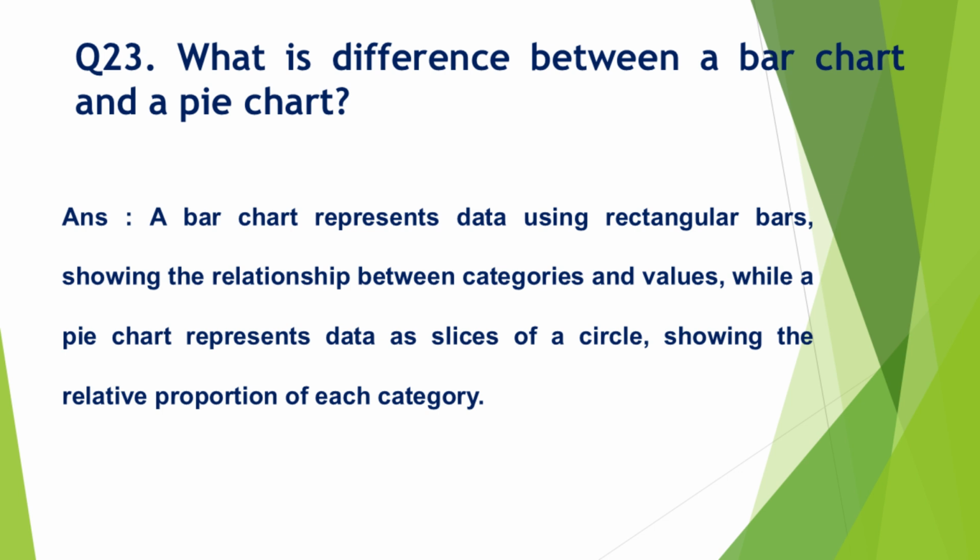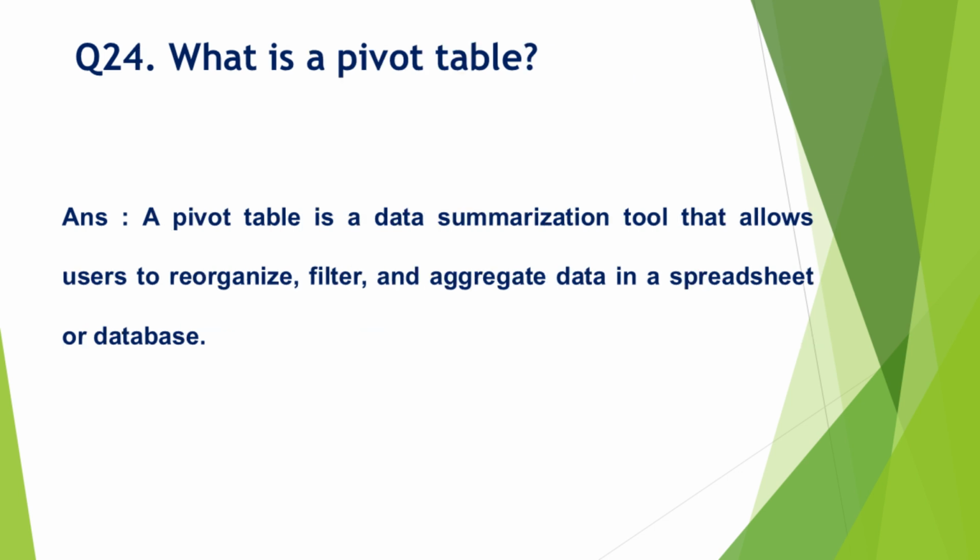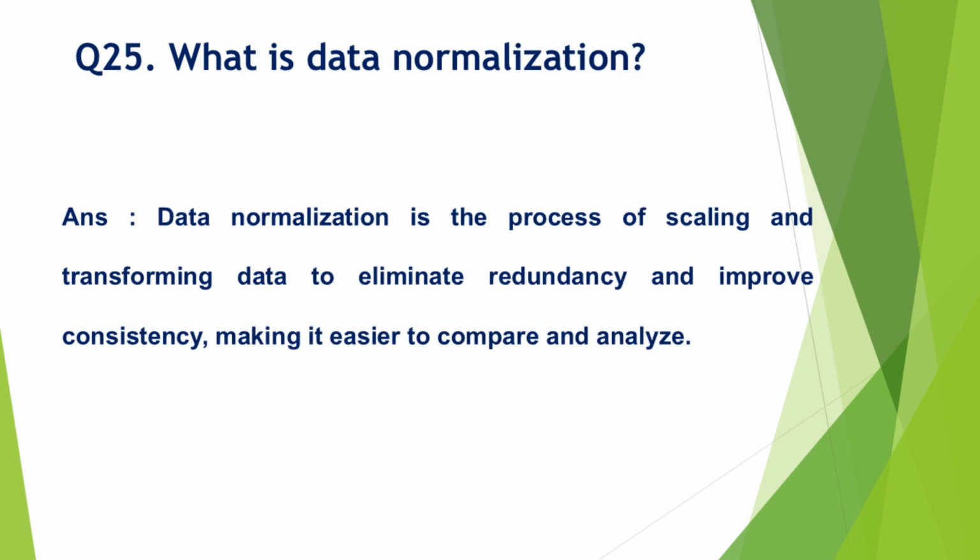What is the difference between a bar chart and a pie chart? A bar chart represents data using rectangular bars, showing the relationship between categories and values, while a pie chart represents data as slices of a circle, showing the relative proportion of each category. What is a pivot table? A pivot table is a data summarization tool that allows users to reorganize, filter, and aggregate data in a spreadsheet or database.